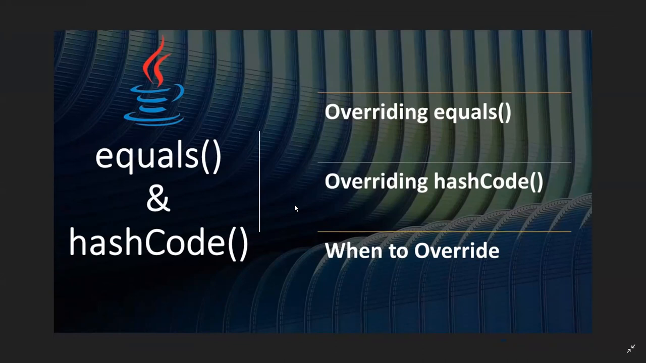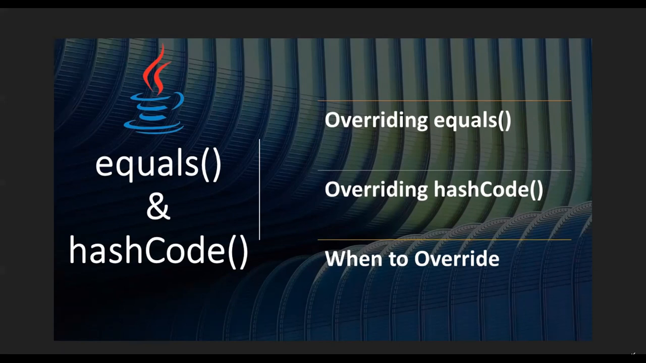Well, equals and hashcode are the two methods defined in the Object class. That is, there is a class Object in Java where the equals and hashcode methods are defined. And we know that every class in Java implicitly inherits the Object class, so every class has access to these equals and hashcode methods. So now let us first understand what the equals method is.